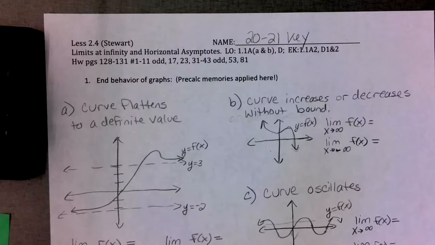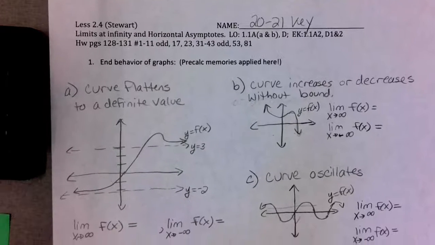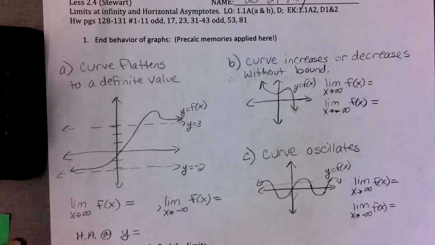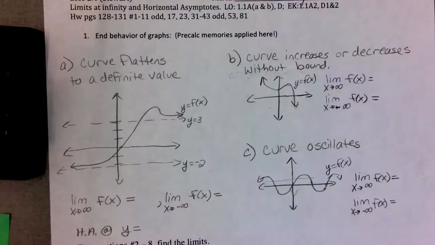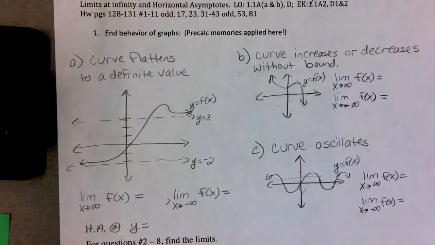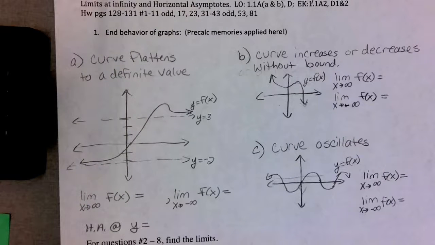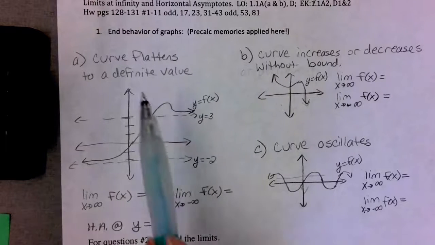Section 2.4, limits at infinity and horizontal asymptotes. We're going to go back to last year with some memories from pre-calc about the end behavior of graphs. At the end of my talking, I would just pause the video to jot this down, but listen first.